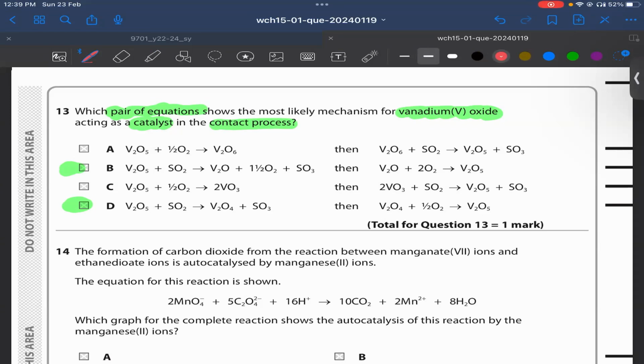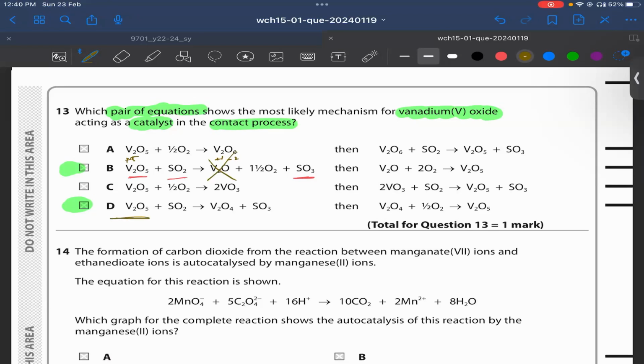Now in B, if you look into the equation, we can see that sulfur dioxide is getting oxidized into sulfur trioxide. Yes, this is correct. And V2O5 is changing its oxidation state from +5 to +1, which is not an oxidation state of vanadium. If you can remember, we have discussed the oxidation states of vanadium. It is +2, +3, +4, and +5. So vanadium does not go into the +1 oxidation state. So that means this is not the answer.